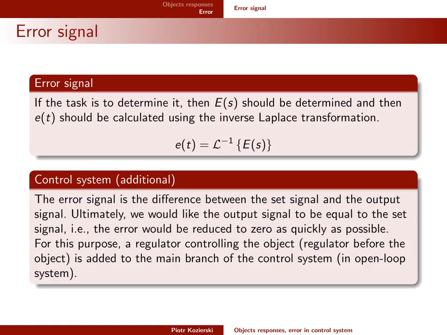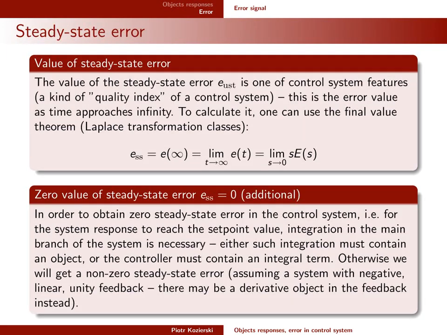And to get the error signal, we will have to use the inverse Laplace transformation again. The last type of task will require calculating the steady-state error, that is, the error value as time approaches infinity. We will be using a property we learned in Laplace transformation class, the final value theorem.